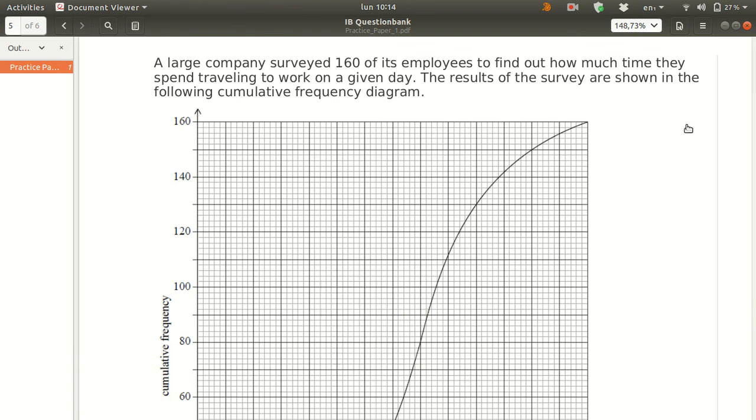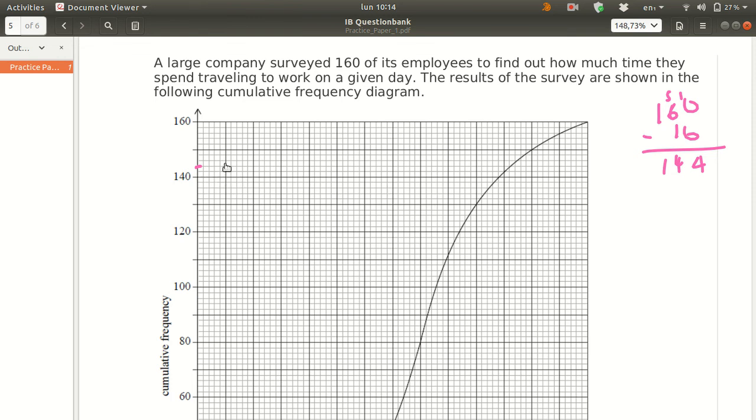160 minus 16 is 10 minus 6 is 4, 5 minus 1 is 4, so 144. And remember, these squares each count for 2. So 144 is here. So these are the employees that spend more than K minutes.